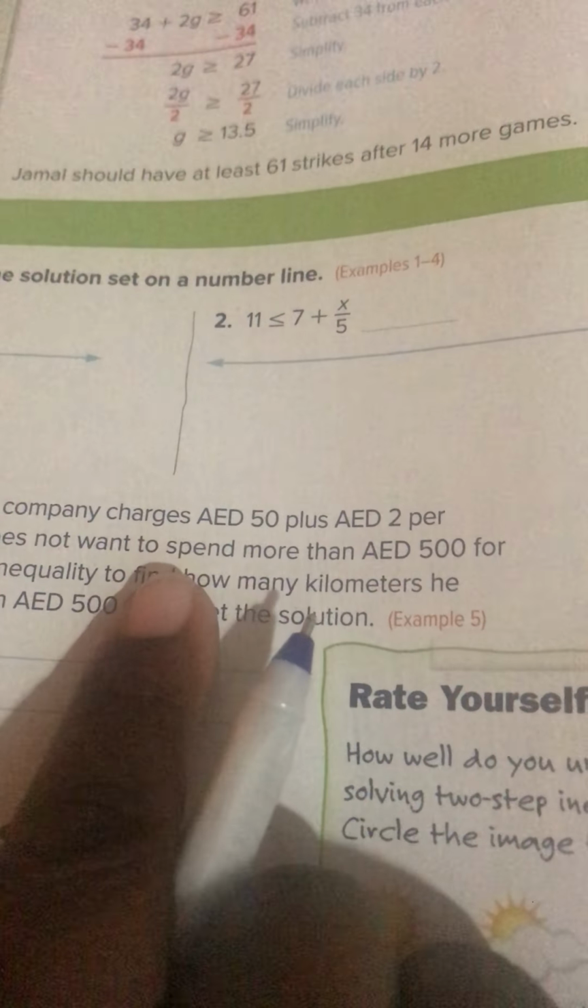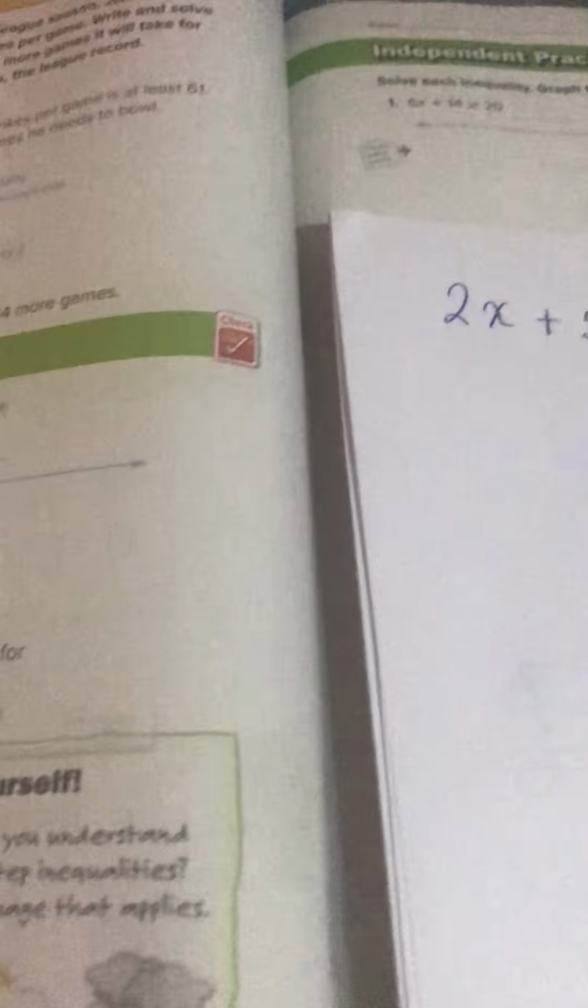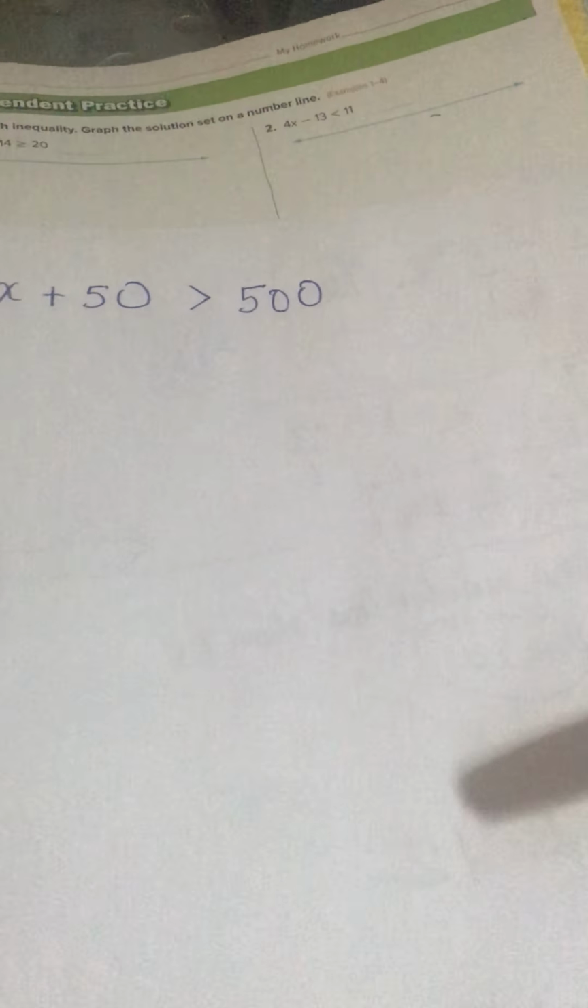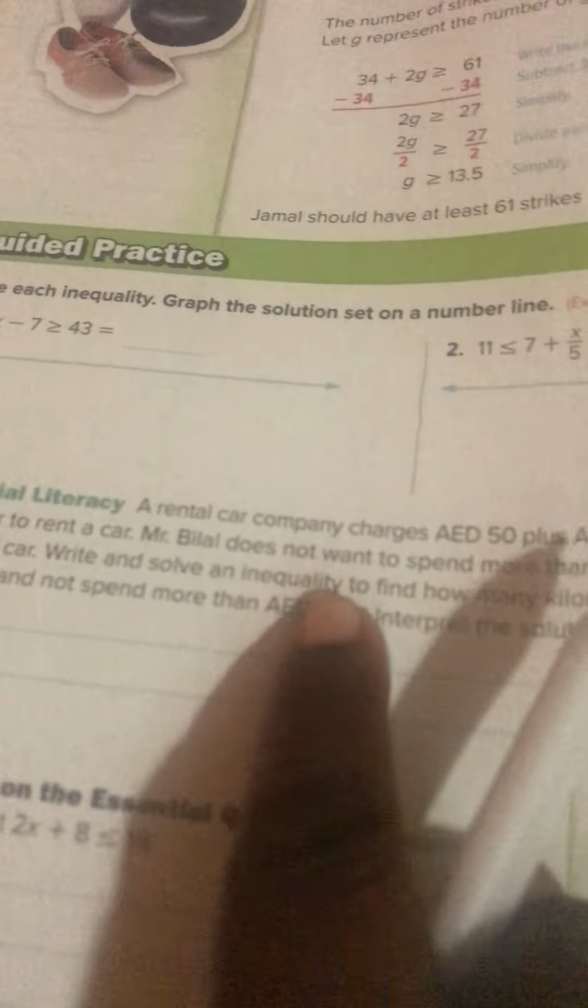Mr. Bilal does not want to spend more than 500. Doesn't want to spend more than, so greater than 500, he doesn't want to spend that. Okay? So, write and solve the inequality.